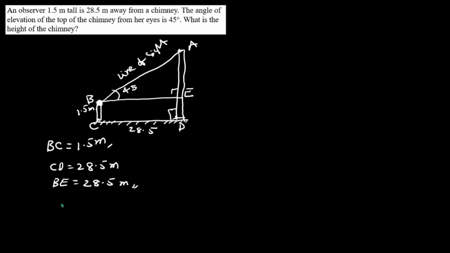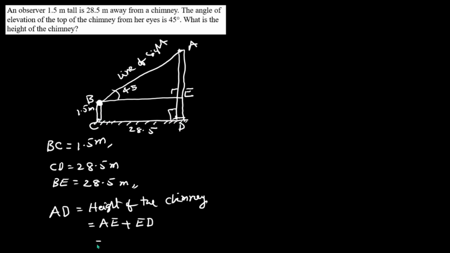Now what is asked: the height of the chimney. AD is the height of the chimney. Also, you can write AD by splitting it into the user's height and AE, so we can write AE plus ED. Here ED is the same as the user's height, BC, so it is AE plus BC. So we need to find the height of the chimney here.